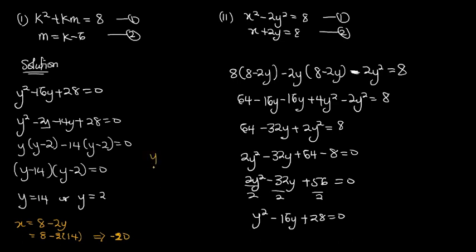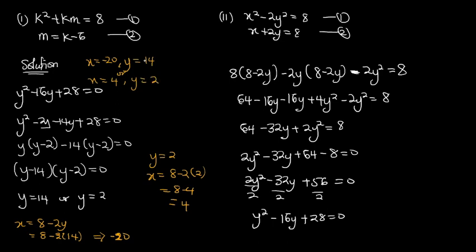Now when y is equal to 2, I'm going to have x is equal to 8 minus 2 into bracket 2, and this will give me 8 minus 4, and this is equal to 4. So my solution set over here is when x is equal to negative 20, y is equal to 14, or when x is equal to positive 4, y is equal to positive 2.